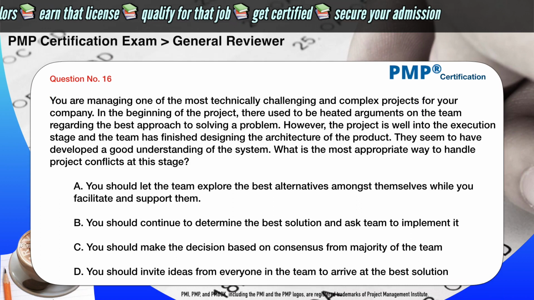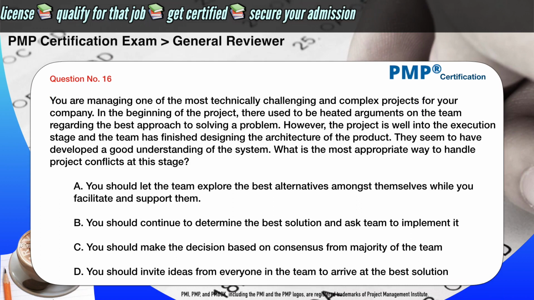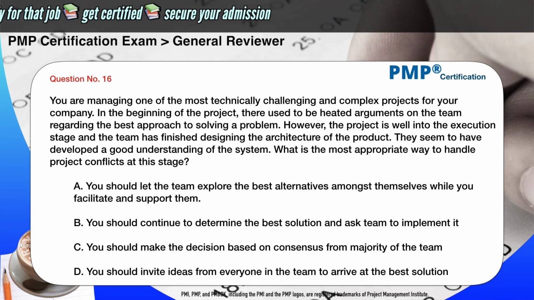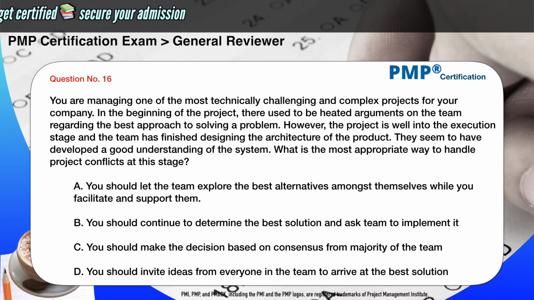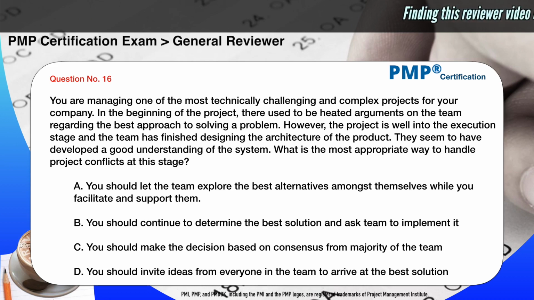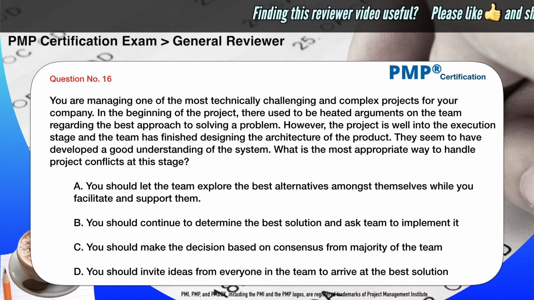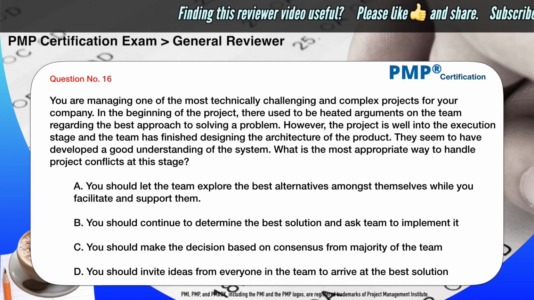You are managing one of the most technically challenging and complex projects for your company. In the beginning of the project, there used to be heated arguments on the team regarding the best approach to solving a problem. However, the project is well into the execution stage and the team has finished designing the architecture of the product. They seem to have developed a good understanding of the system. What is the most appropriate way to handle project conflicts at this stage?